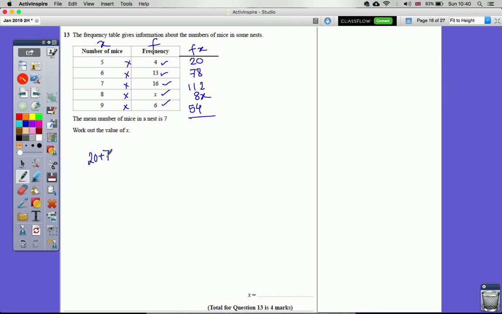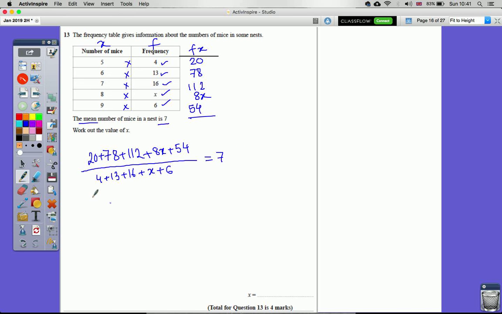20 plus 78 plus 112 plus 8x plus 54, all of it divided by... So what I've done is total sum of f of x divided by the sum of f, and that should give me 7, because it says the mean is 7.